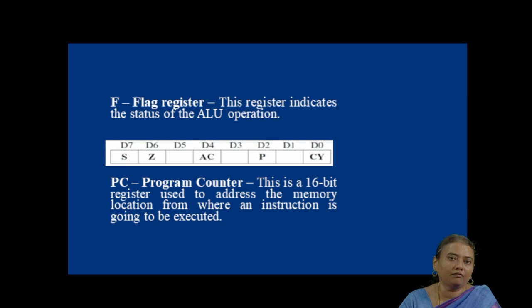So if the given data contains an even number of ones in the number, then the parity flag will be set. Otherwise, it will be reset.